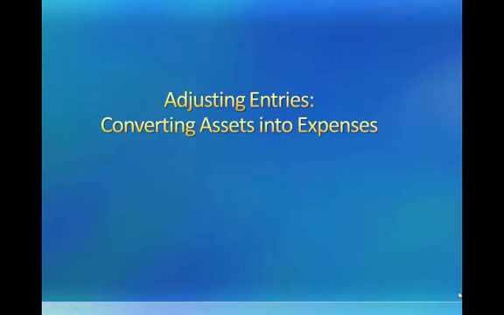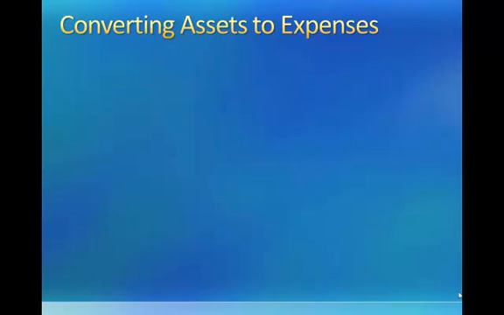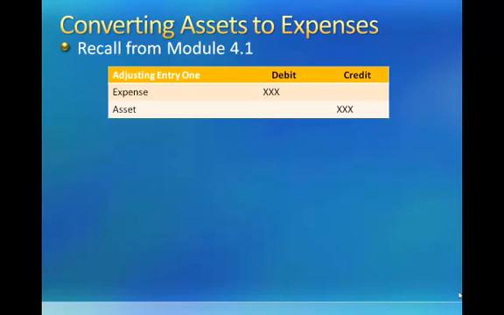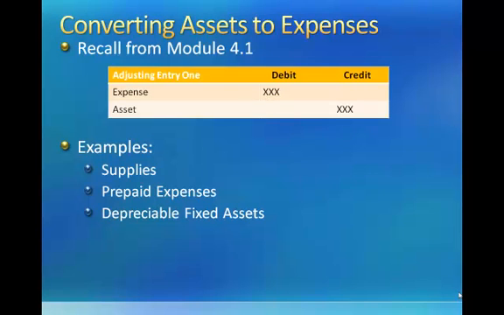Now let's examine the first type of adjusting entry in a little bit more detail, converting assets into expenses. Recall from the previous module that the first adjusting entry involves a debit to an expense account and a credit to an asset account. Three common examples of the types of accounts that would require this type of adjusting entry at the end of an accounting period include supplies, prepaid expenses, and depreciable fixed assets.